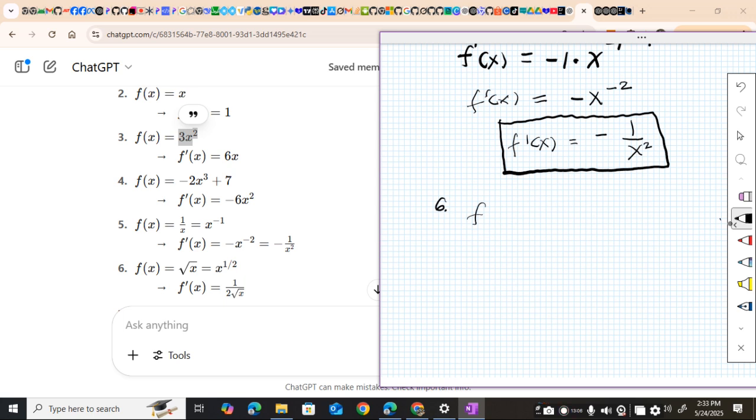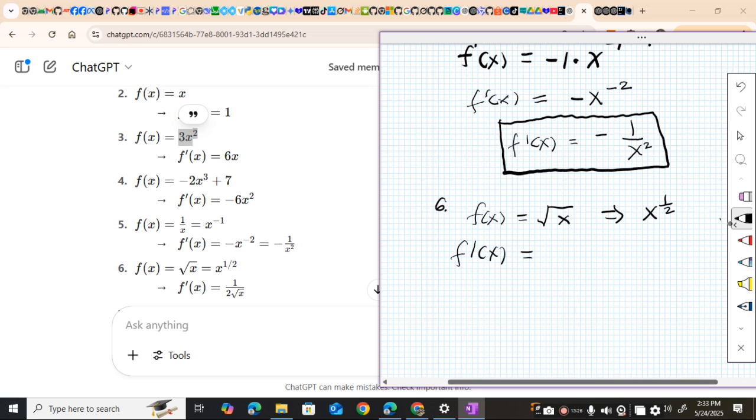Now here we have f of x. Again, this is an example of a power rule. All we need to do is to transform it to something like x raised to 1 half, because the square root is equivalent to the 1 half. So therefore we have our f prime of x, the first derivative, as I've said, bring down the power, which is 1 half, and then subtract 1 to the power of x. So we subtract 1. Therefore, the first derivative is x raised to negative 1 half.